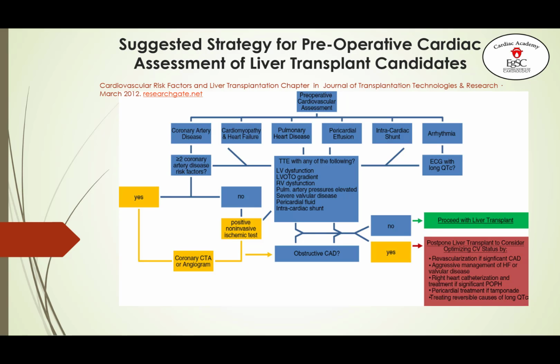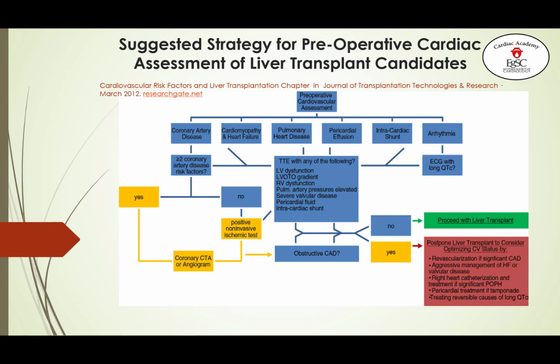This is a suggested strategy for pre-operative cardiac assessment of liver transplant candidate. We must assess the presence of coronary artery disease, and if there are 2 or more coronary artery disease risk factors, the patient may go to coronary angiography. If not, the patient will do a non-invasive ischemic heart disease test, and if it's positive, the patient may be referred to coronary angiography.